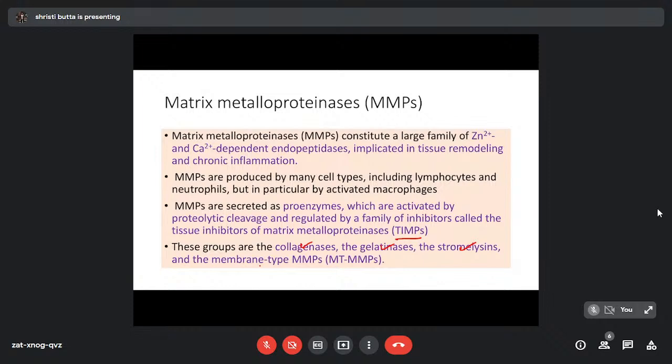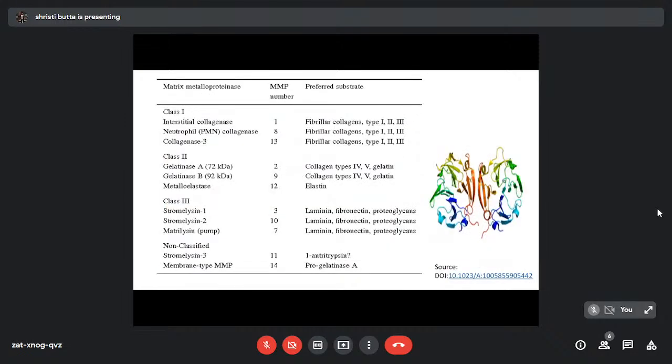Just have a look at the chart which is coming up next. We have class 1 MMPs, which include the interstitial collagenases, neutrophil collagenases, and collagenase 3. The preferred substrates are given alongside: the fibrillar collagens, type 1, type 2, and type 3. Class 2 includes the gelatinases, whose preferred substrates are collagen 4, 5, and gelatin. Class 3 includes stromelysin 1 and 2. The non-classified or membrane-type MMPs usually target progelatinase A. The function of these will be shown a few slides later.